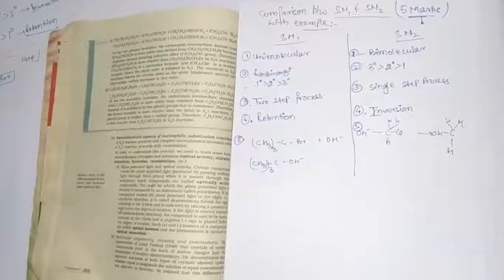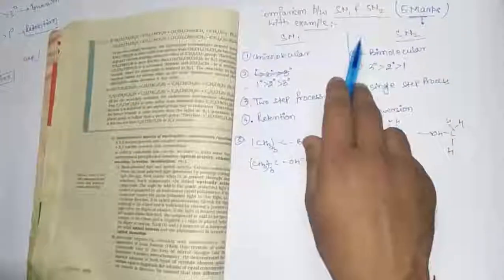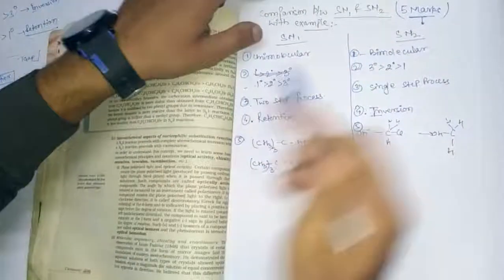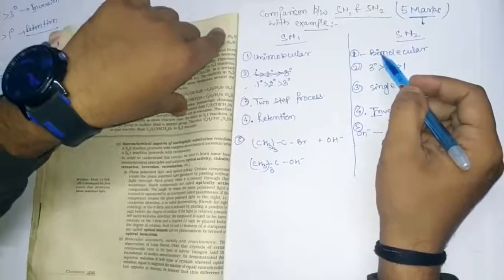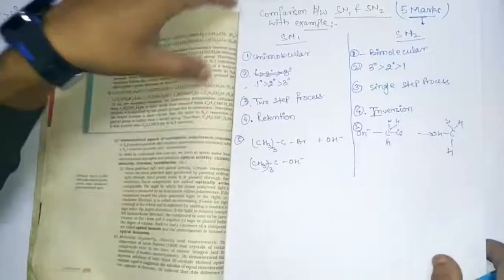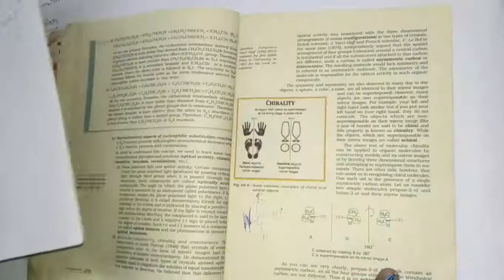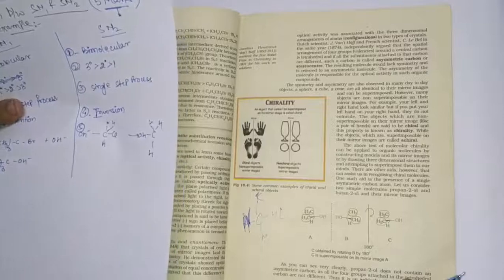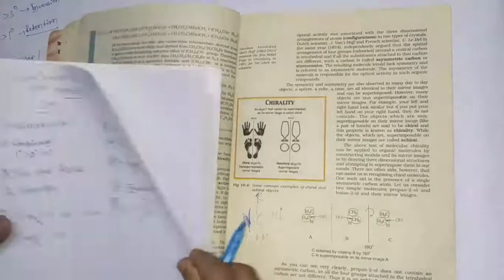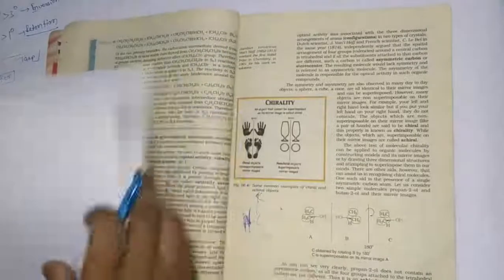Now in the last video we saw the comparison between SN1 and SN2 reactions. As we found, this was the most important question in this very first chapter of organic. In this video we are going to consider some more important things, as here we are at the chirality portion.